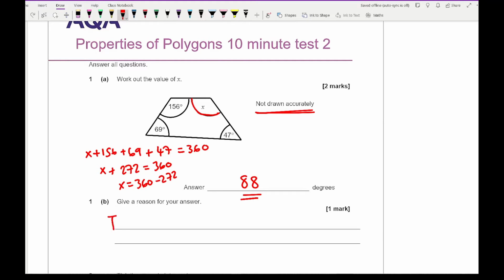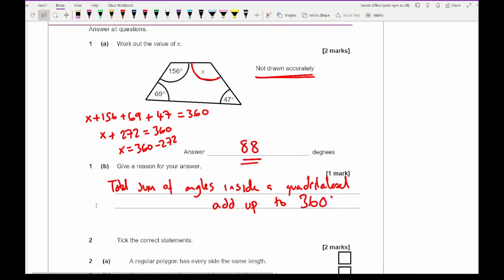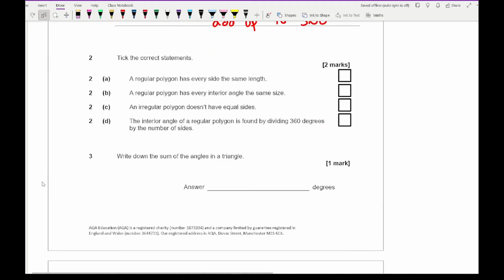Well, the total sum of angles inside a quadrilateral or four-sided shape add up to 360 degrees. Moving on to question 2, it says tick the correct statements.